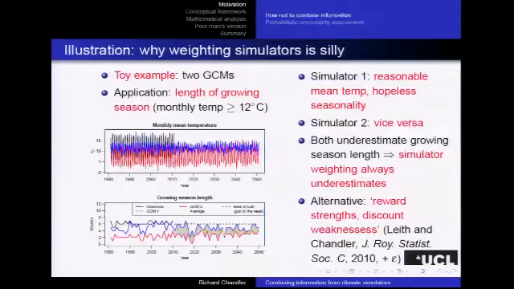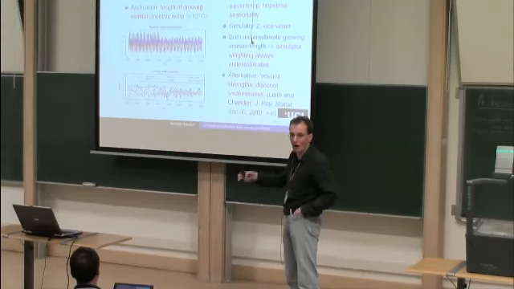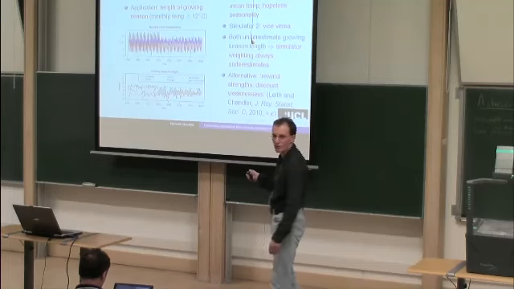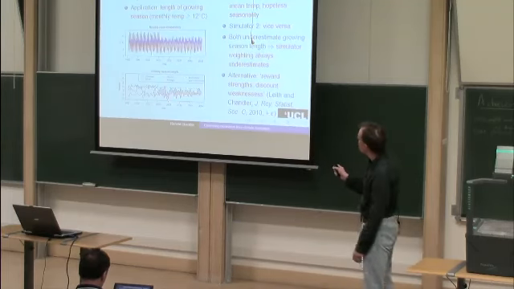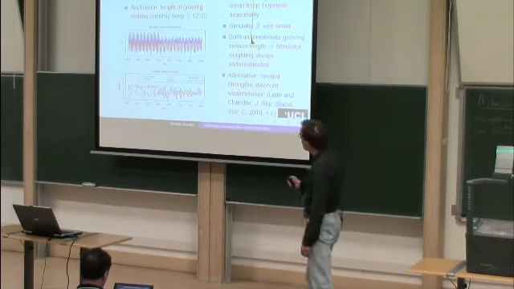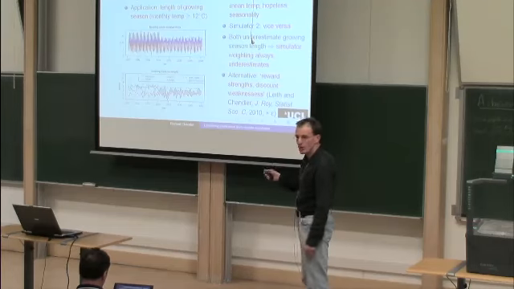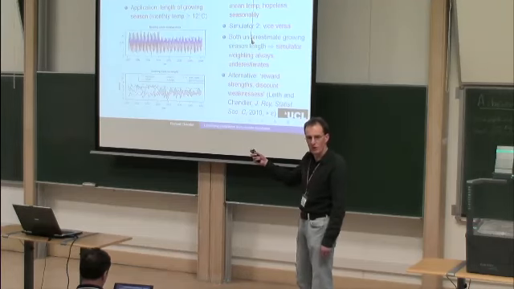And if you weight them, then as far as your impact model is concerned, the length of the growing season is going to be somewhere, weighting gives you an answer in between the two. So it's going to be somewhere in that grey region. And I would argue that what we ought to be doing, rather than weighting simulators, is we should recognise that one of these is good at one thing and one of them is good at the other, and we should reward that.